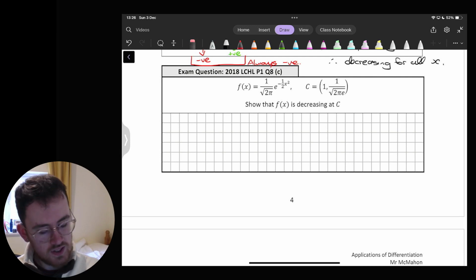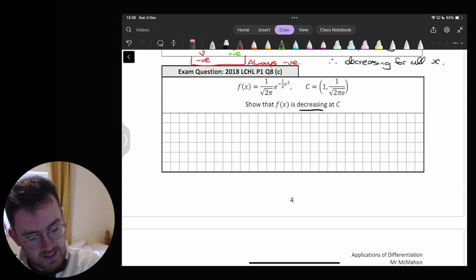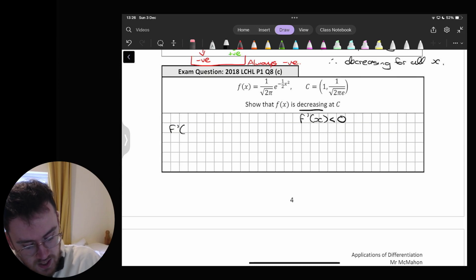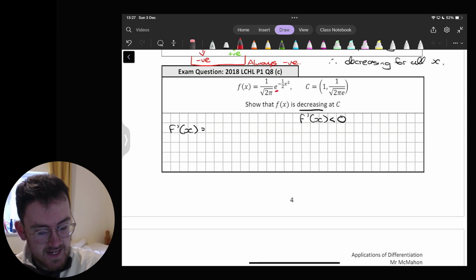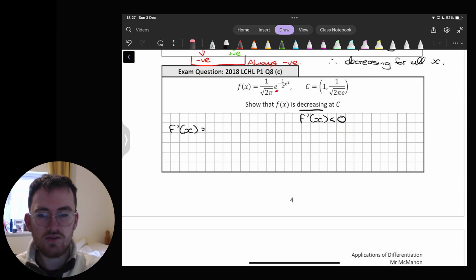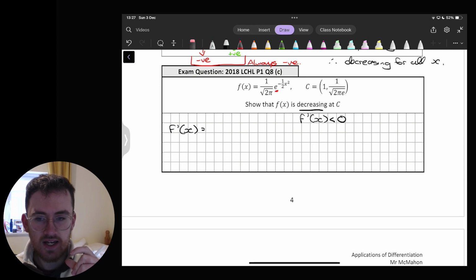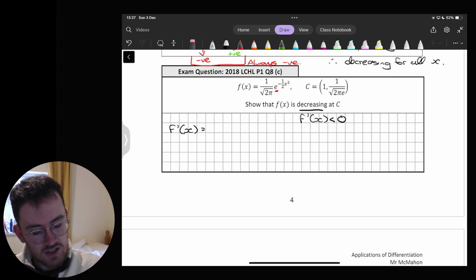So let's show that this function is decreasing at c. To show that it's decreasing at c, that's going to mean that the derivative is less than 0. So first of all, of course, we have to find the derivative. Now, a bit of a complicated looking function here, but I'm noting that it's e to the power of something, and I know that when I'm differentiating exponential functions like that with base e, the function itself isn't going to change. I just need to watch out for the powers up the top.